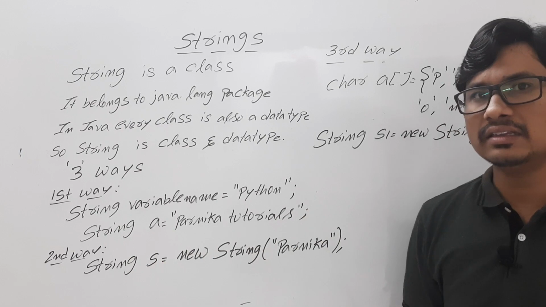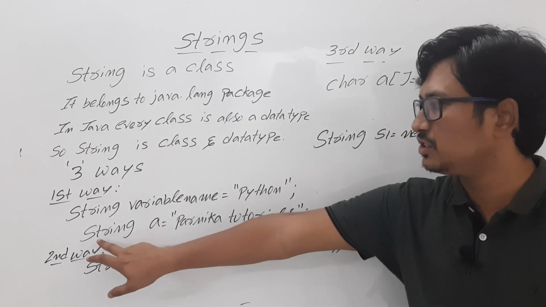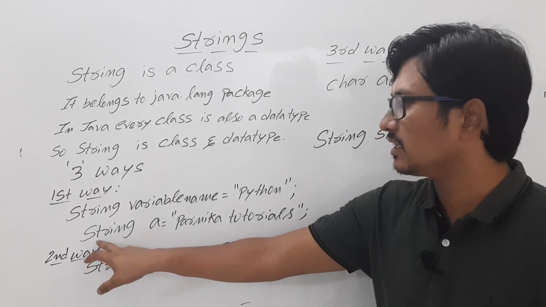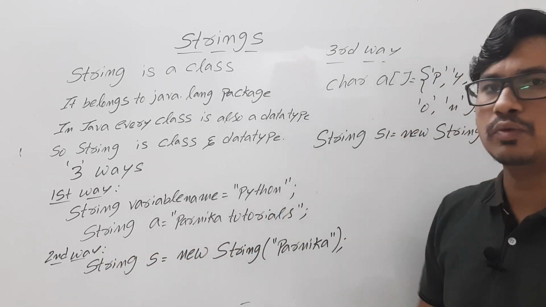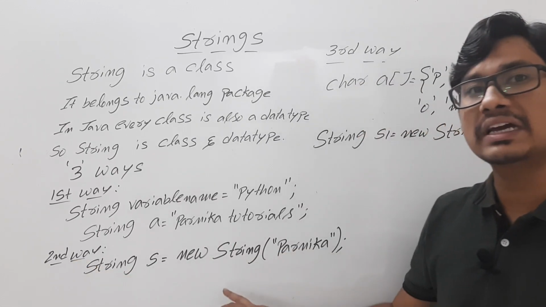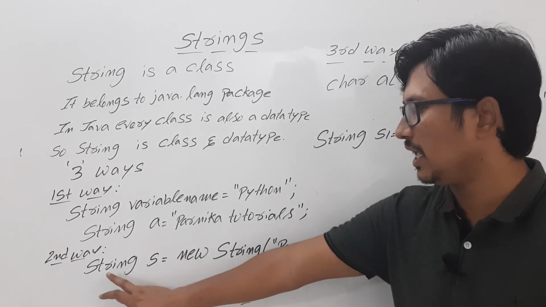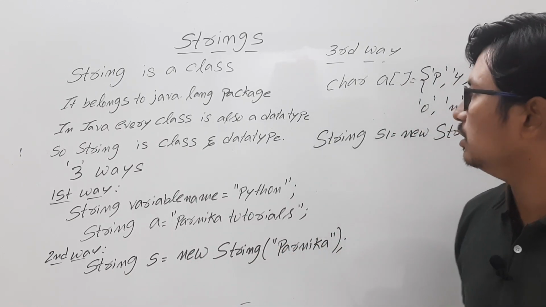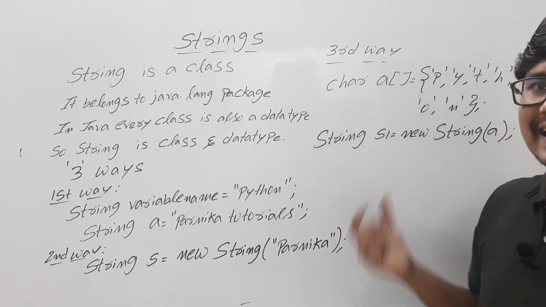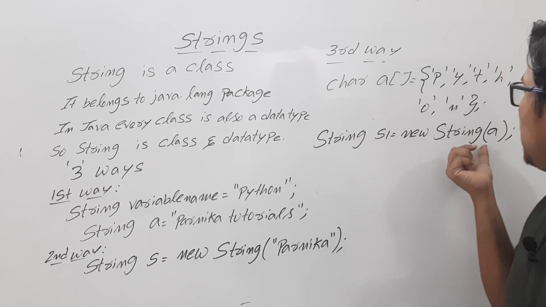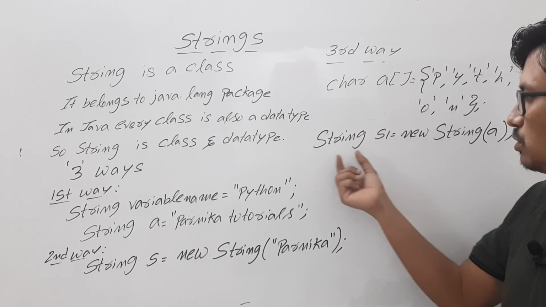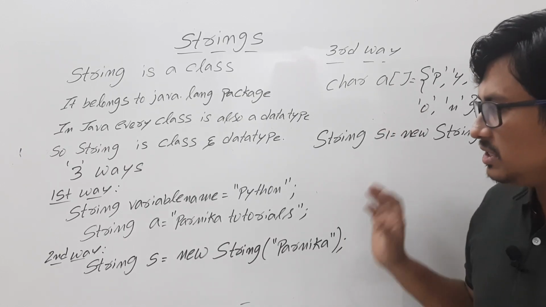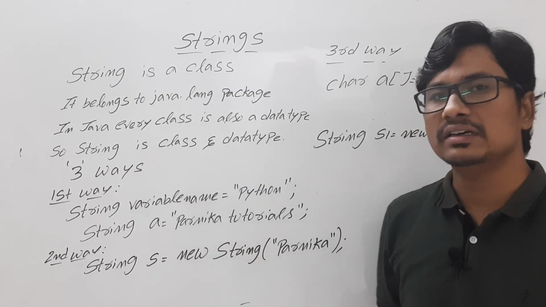So you can declare a string in three ways. The first way is as usual with normal variables: data type, variable name is equal to value. The second way is you create an object for the String class, so String s is equal to new String, and within the braces the value. Or the third way is you create a character array and then pass that array name to the class, so String s1 is equal to new String and the array name. So these are the three ways you can declare strings.